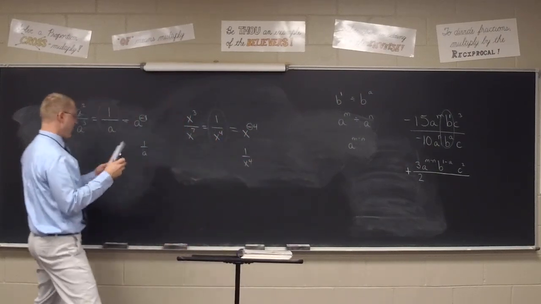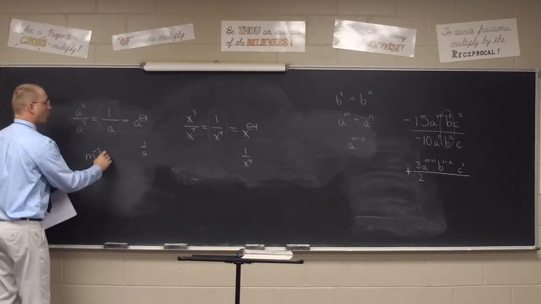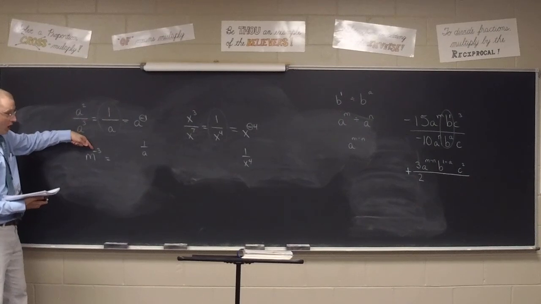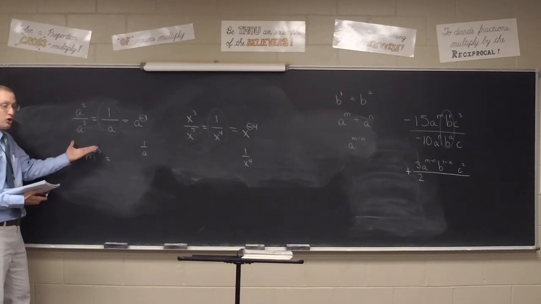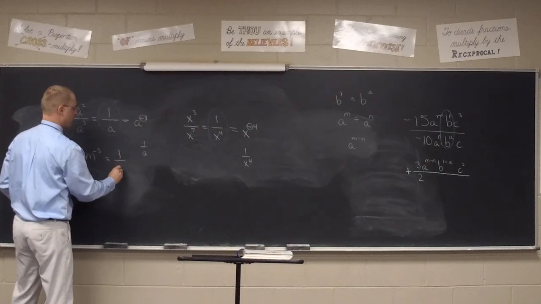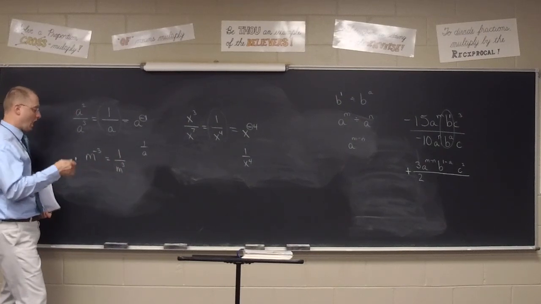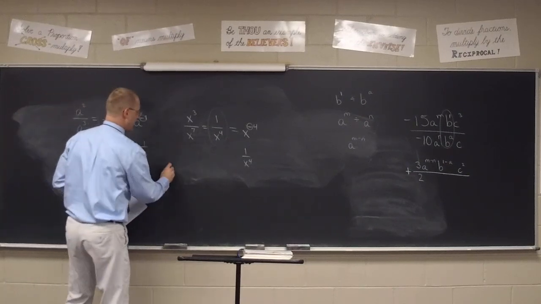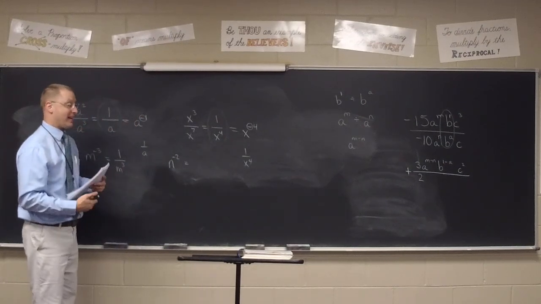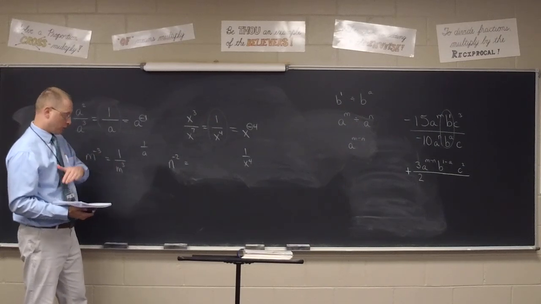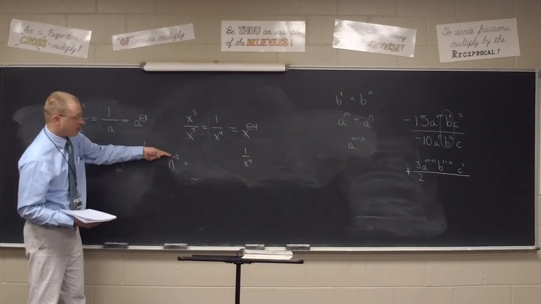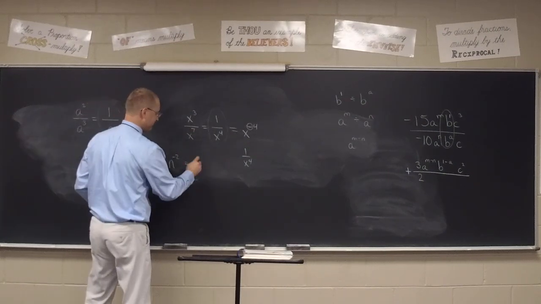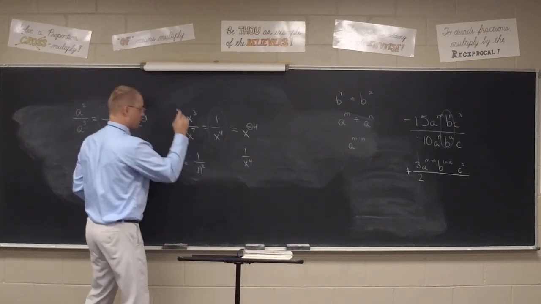So then, write this down. If I had m to the negative 3rd, what does this literally mean, class? The reciprocal of m cubed, which would be 1 over m cubed. It's the reciprocal of whatever is with the negative exponent. So if I had n to the negative 2nd, this literally means the reciprocal of n squared, or 1 over n squared.